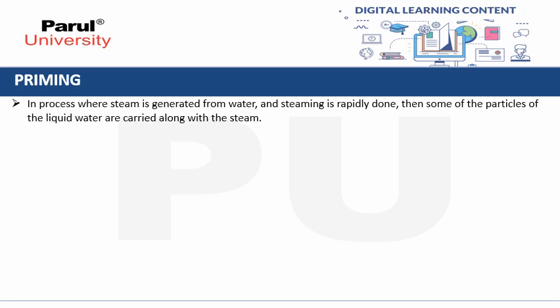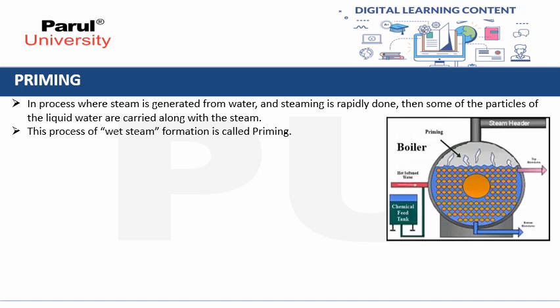Priming. In the priming process, steam is generated from water and steaming is rapidly done. Then some of the particles of liquid water are carried along with the steam. This process of wet steam formation is called priming, as shown in the image.